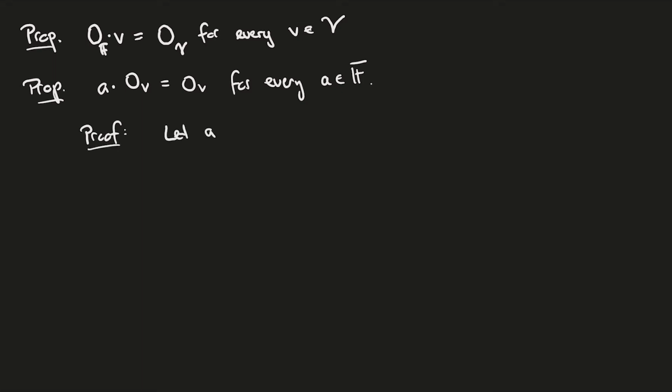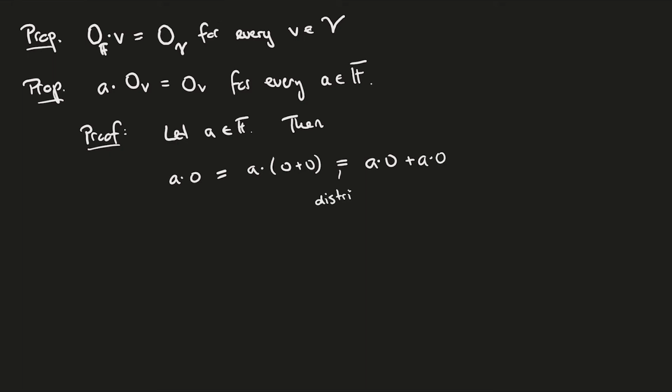We let a be an arbitrary element of our field f. Then a times 0 is the same thing as a times 0 plus 0, where these zeros in the bracket are now the additive identities in our vector space v. As in the last proof, we can apply the distributive property to get that this is the same thing as a times 0 plus a times 0.